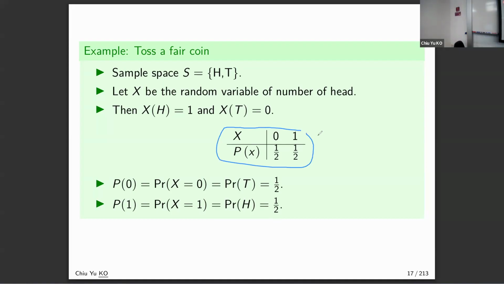Remember, probability must satisfy 3 axioms. Each number must be between 0 and 1. Adding up everything must be 1, because that is the sample space. And the numbers are mutually exclusive: it's either 0 or 1, it cannot be 0 and 1. So adding up everything must be 1.